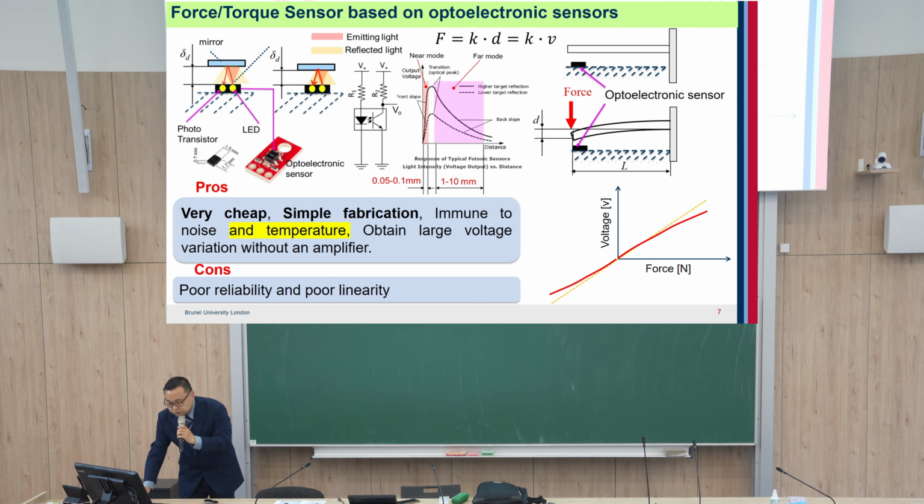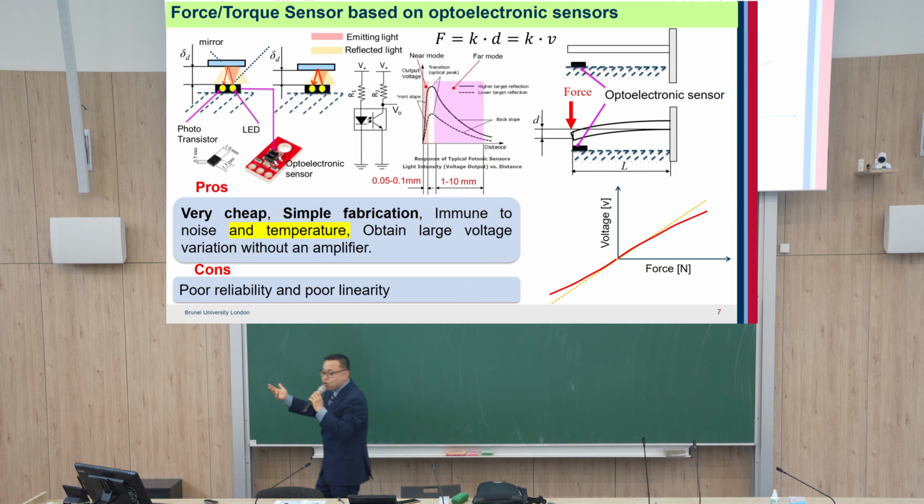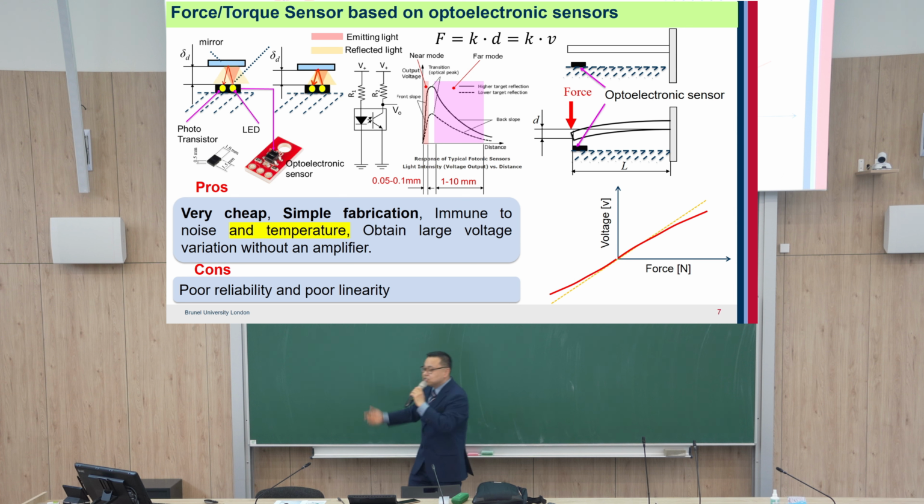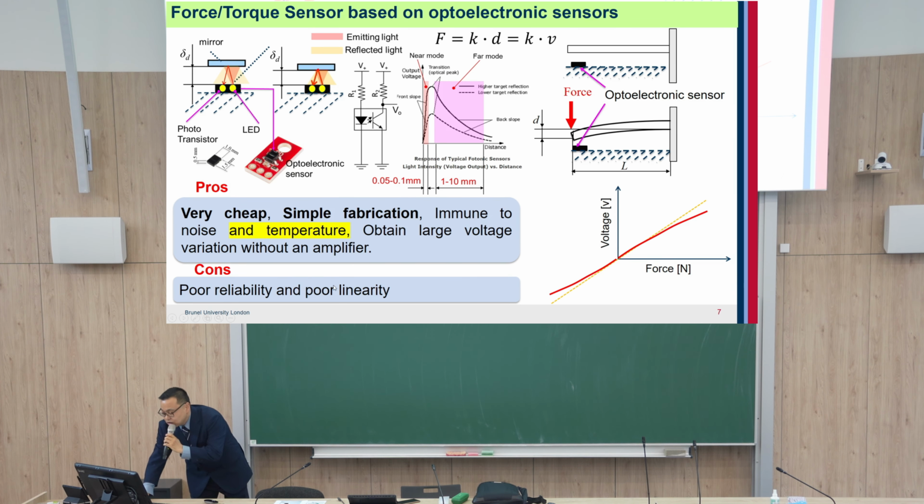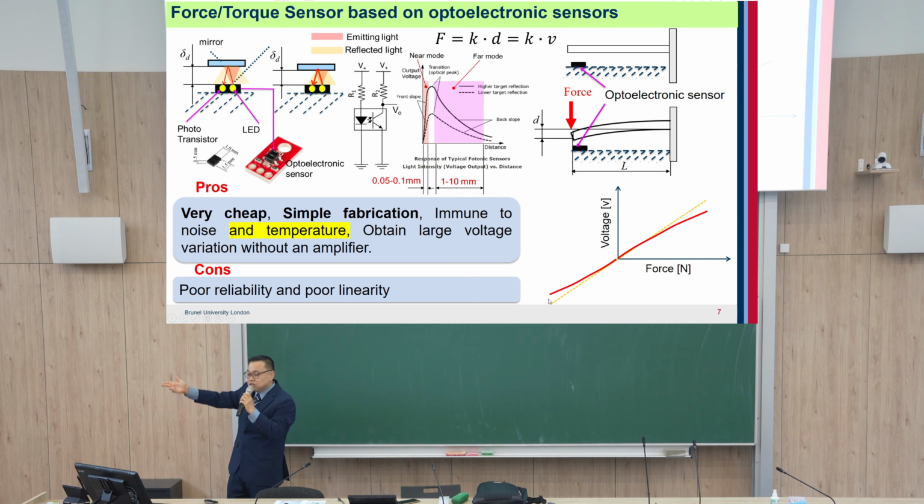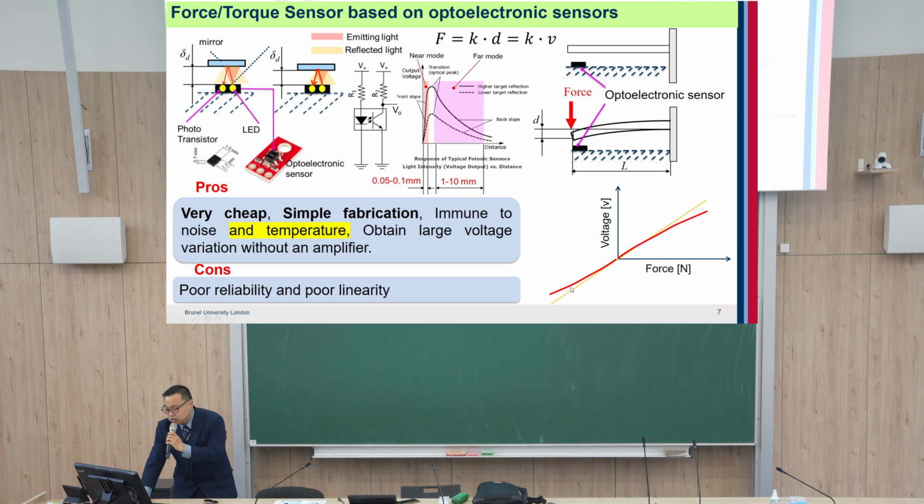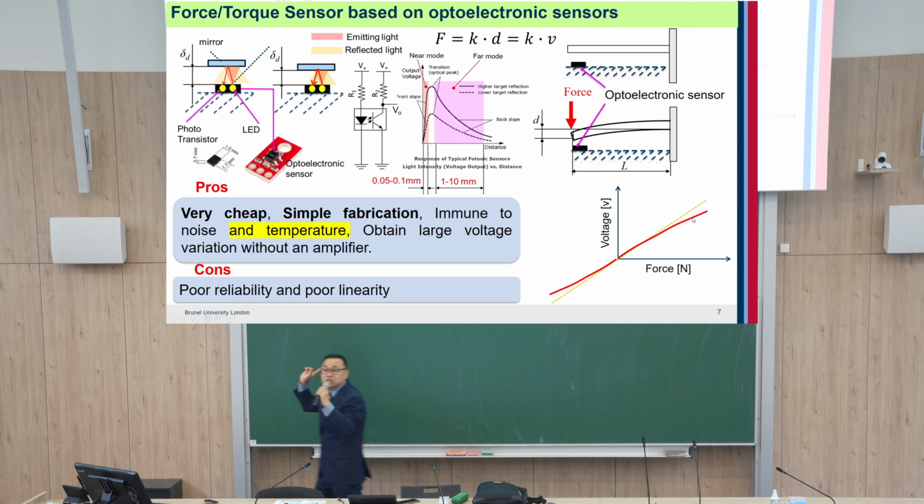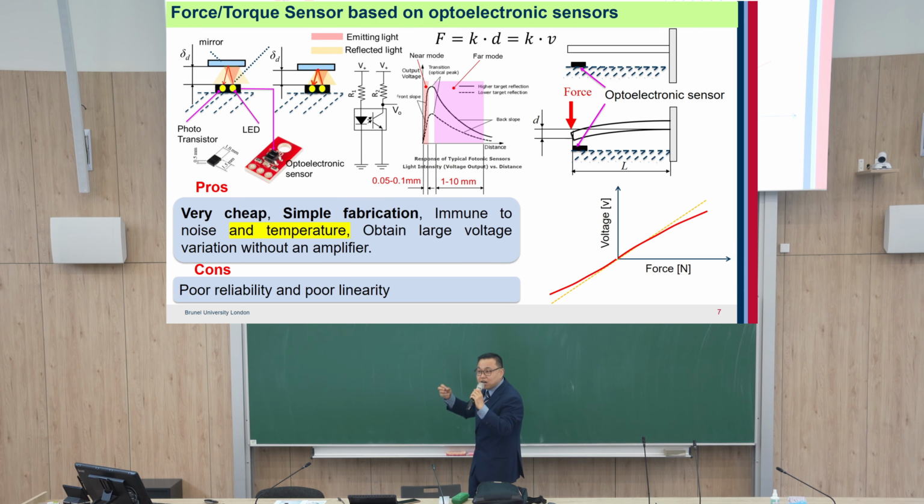But the problem is poor reliability and poor linearity. You can see here, this orange curve is a very linear curve. But somehow the output of this optoelectronic sensor showed a nonlinear curve. I am working on how to turn this nonlinear curve into a linear curve. So this is currently what I'm doing at Brunel.